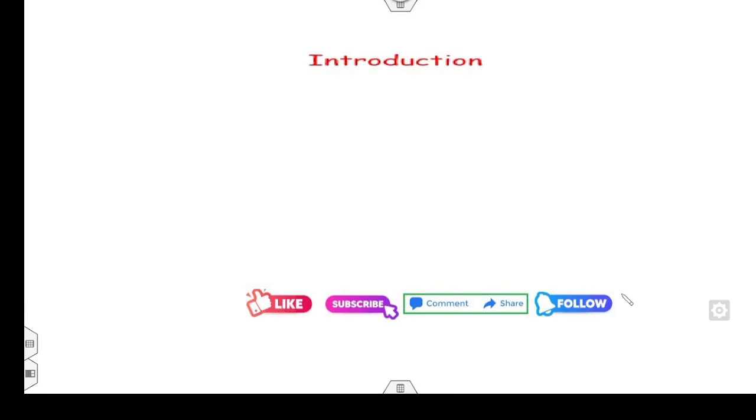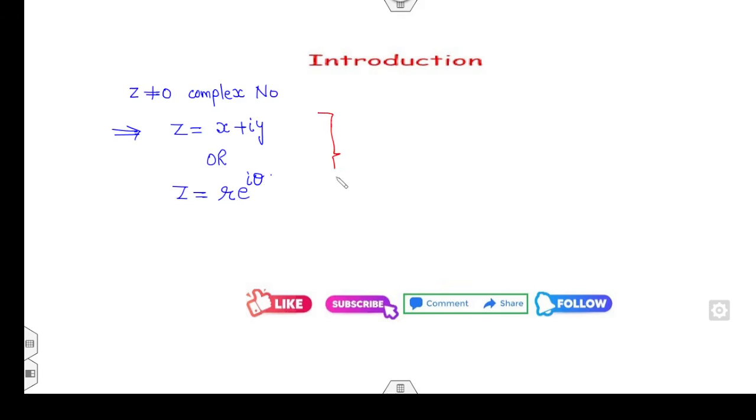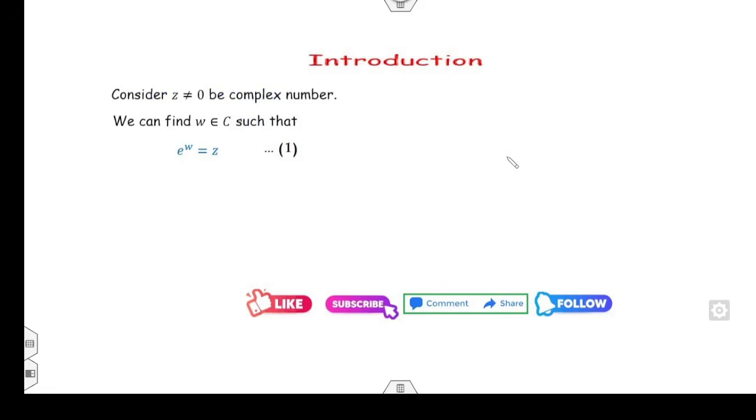Now, is multi-valued clear? Yes, it means it has more than one value. Now, if I consider any non-zero complex number z, that means I can write z is x plus iota y, or in the polar form r e raised to power iota theta. Then our target is to define the value of log of z, because it has a multiple value solution. So what is the exact formula or equation of log of z?